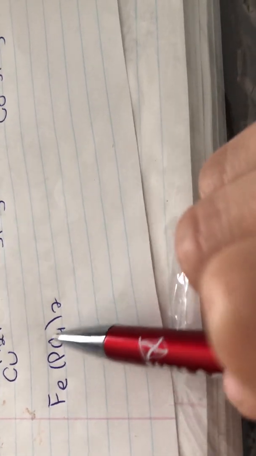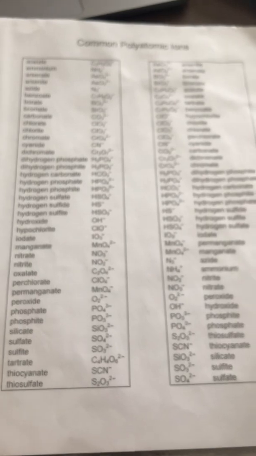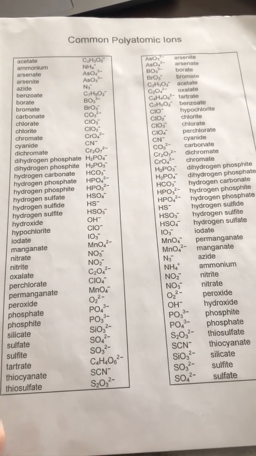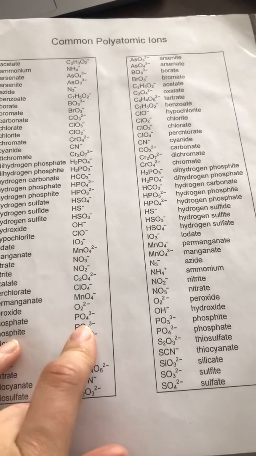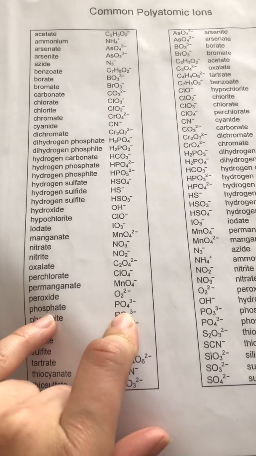This time instead, if I give you the compound FePO4, 2. Fe we know is iron, it's a transition metal. PO4 is a whole other compound together. Since it has 2 capitals, it's going to be one of our polyatomic ions. So we need to find PO4 on here. PO4 is phosphate, and it's supposed to have a charge of 3.